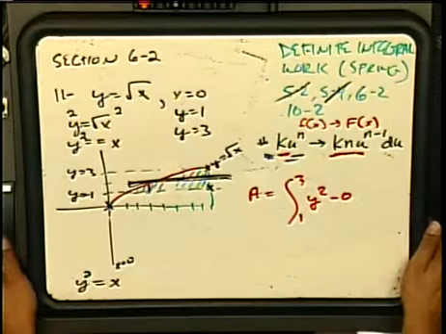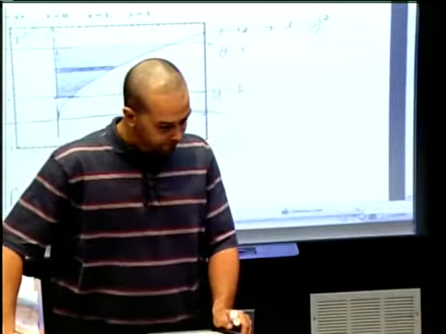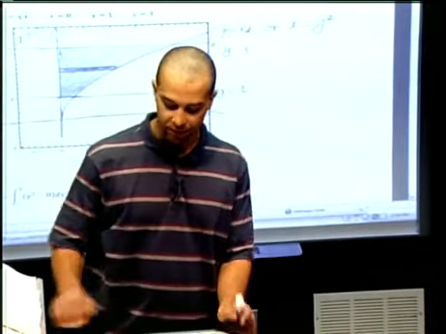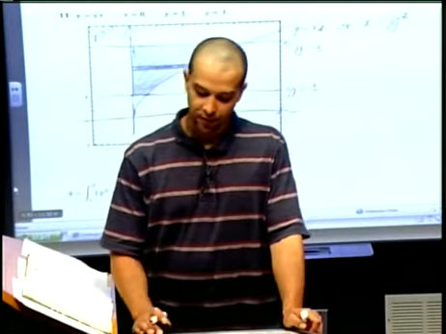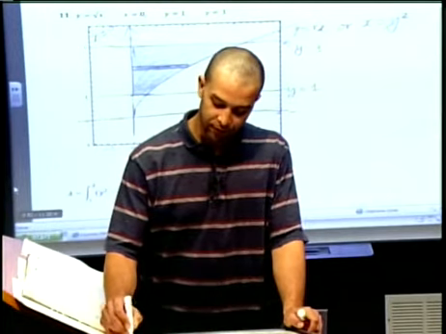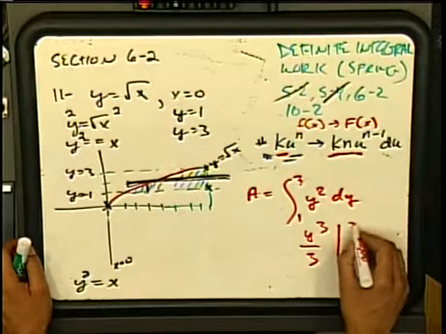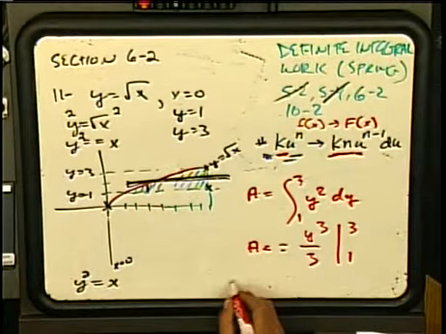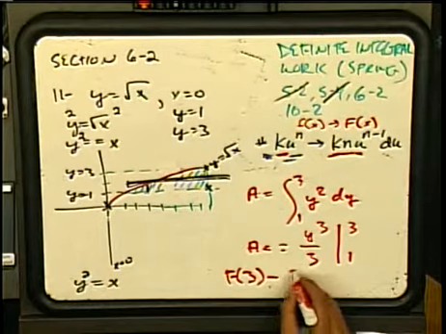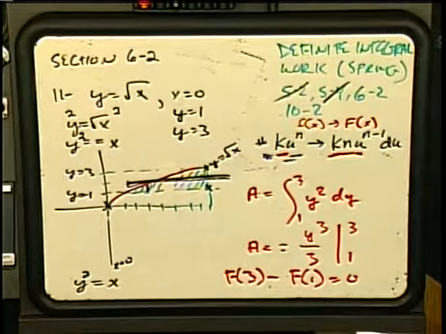Everybody else see that though? I'm gonna go ahead and erase that. I think it'd be dy. Antiderivative y cubed over 3. And then F of 3 minus F of 1 equals 0. I think we should do another horizontal one. Do another horizontal.